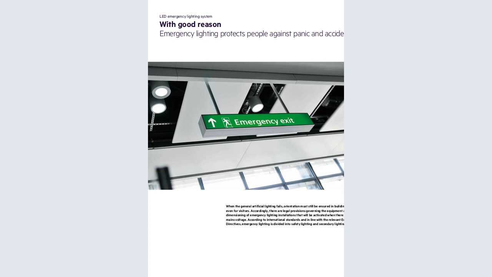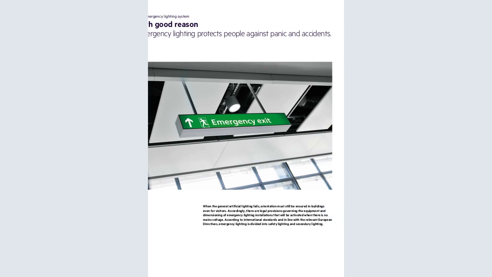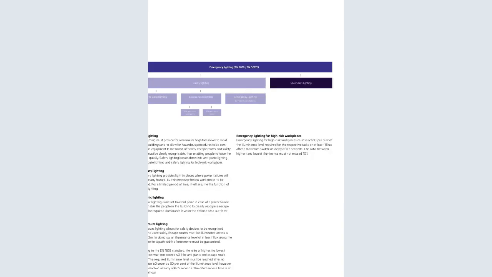So with good reason, you can now see how this one is installed. This is a clear picture. This is the emergency lighting protecting people against panic and accidents. So in case of anything, you can see people can easily see. This one is the light itself that is illuminating these exit signs. And now this one is facing right. You go right. So when the general artificial light fails, orientation must still be ensured in buildings even for visitors. Accordingly, there are legal provisions governing the equipment and dimensions of emergency lighting installations that will be activated when there is no mains voltage.